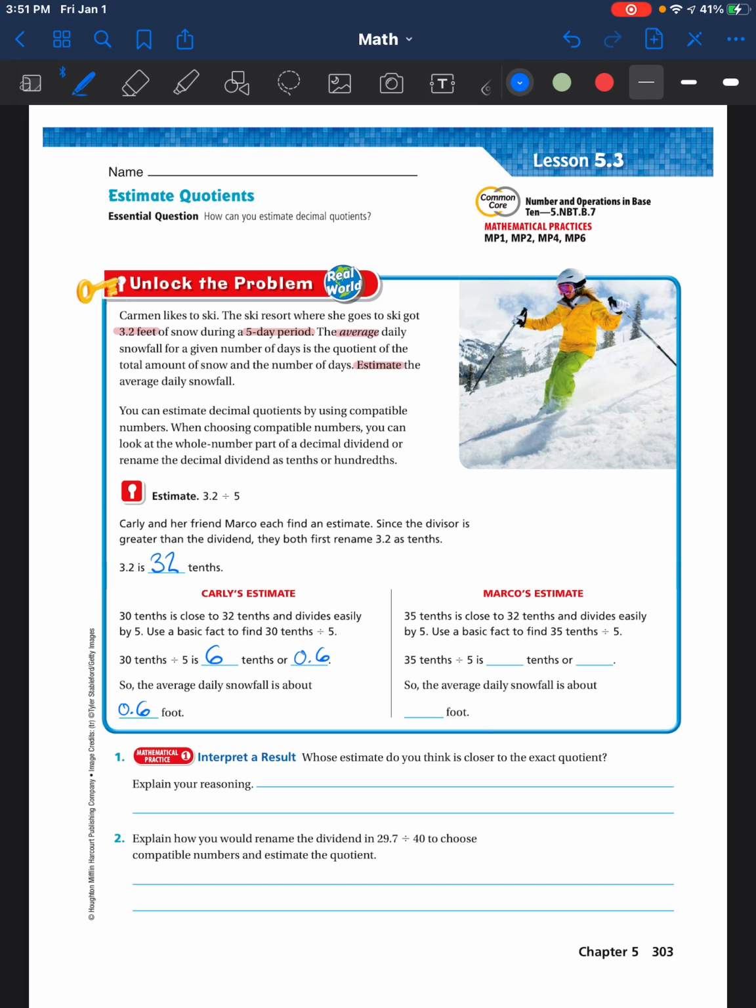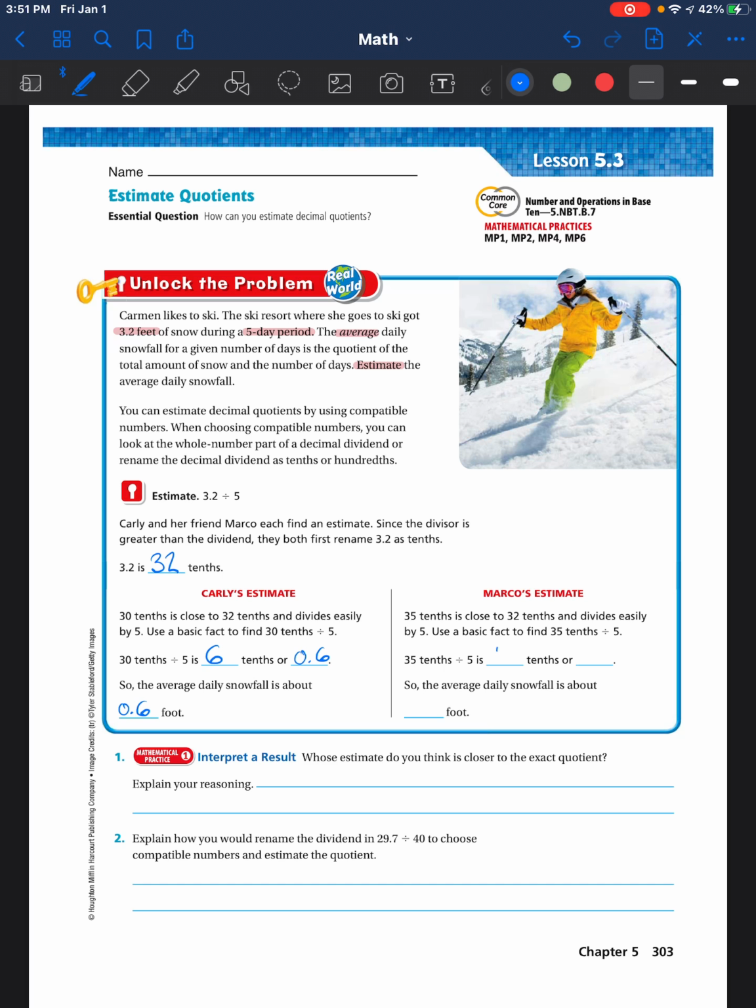Marco's estimate is 35 tenths is close to 32 tenths and divides easily by 5. Use a basic fact to find 35 tenths divided by 5. Well, 35 divided by 5 is 7. 7 tenths as a decimal is 0.7. So the average would have been 0.7.